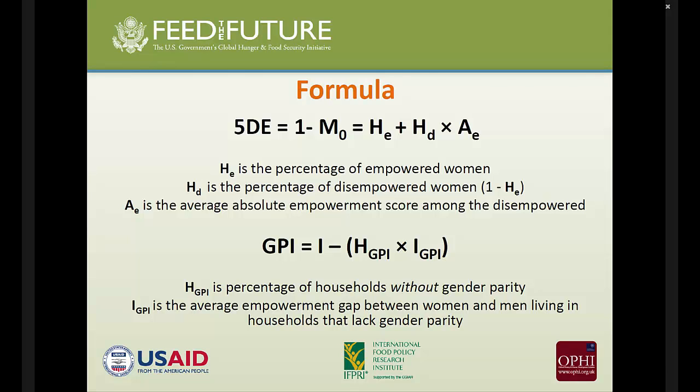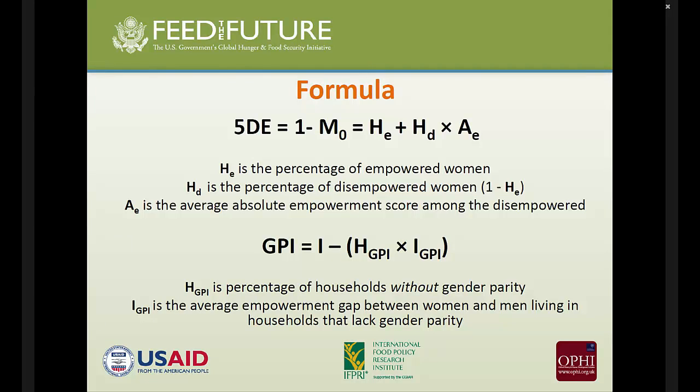But if you wanted to include it, the way I would do it is you impute a male score so that when you calculate the GPI, it includes it as if it was a couple household. We have a lot of observations sometimes where you have a real couple household, you have both respondents, but they drop out of this calculation. Why? If they have missing data for any indicator, they drop out. You lose them here in 5DE, you lose them in GPI.